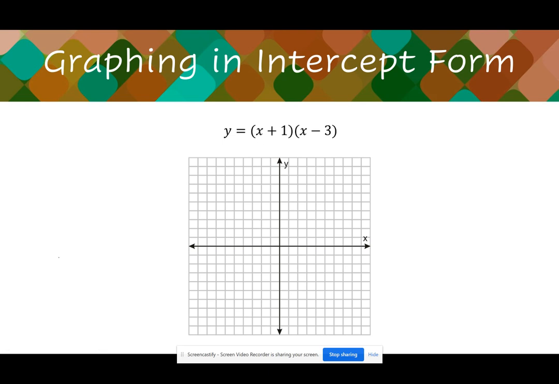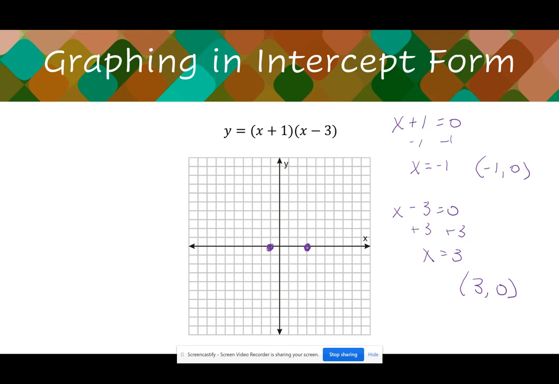So for this first one, we have y equals (x plus 1) times (x minus 3). Your first step is always to set each set of parentheses equal to 0. So we have x plus 1 equals 0, x minus 3 equals 0. Solve for x. So we subtract 1, and we get x equals negative 1. That means our x-intercept is (negative 1, 0). And x equals 3, so our other x-intercept is (3, 0). So we're going to graph those.